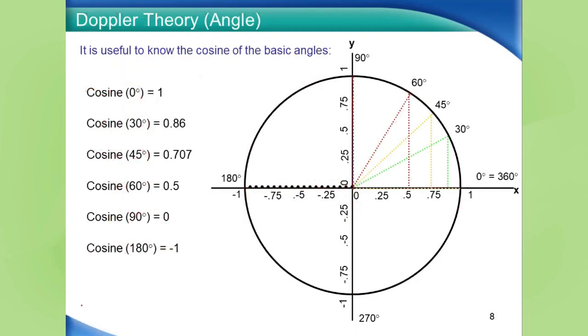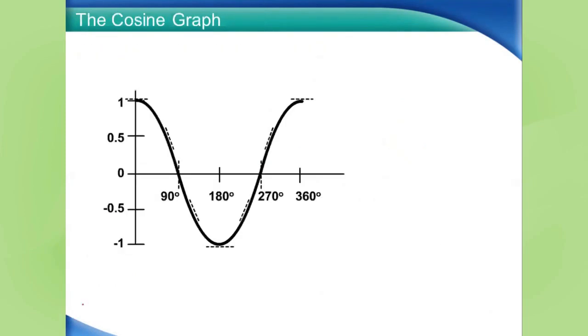Okay, there's the values. What we're going to do now is graph that. So here what we see is the angle theta being plotted on the horizontal axis, and on the vertical axis we have the actual cosine. So we can see that here is 45 degrees, here's 60, here's 30. Here's 0 degrees. At 0 degrees, the cosine was 1. 90 degrees was 0. 180 was minus 1.